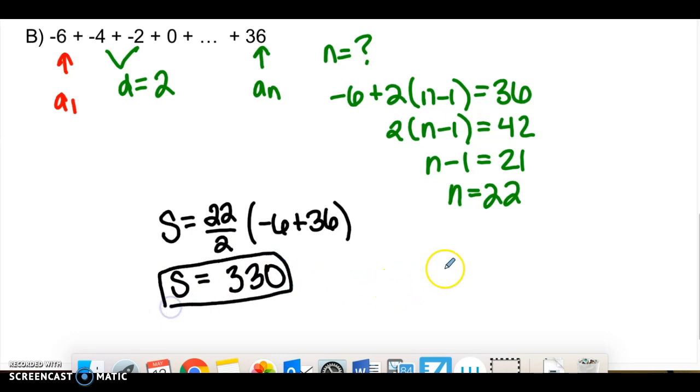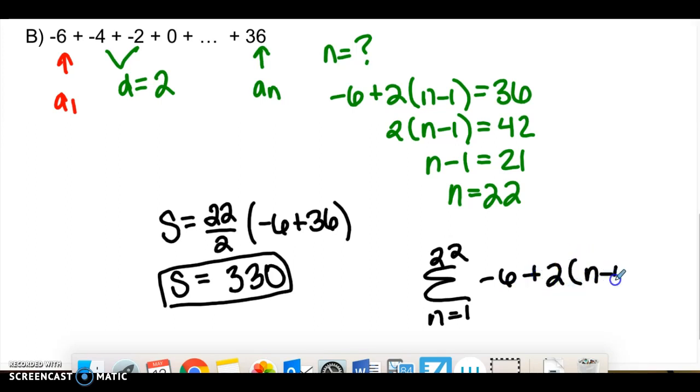And then if we were to write that in summation notation, we're going from the first term to the 22nd term, and our formula is -6 plus 2 times n minus 1.